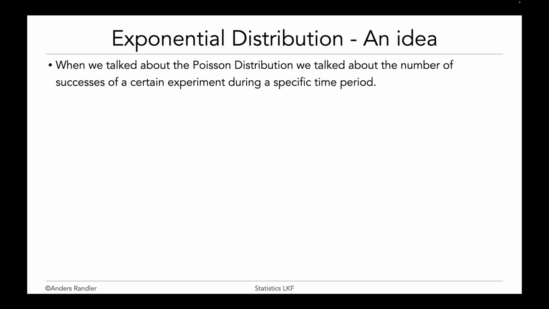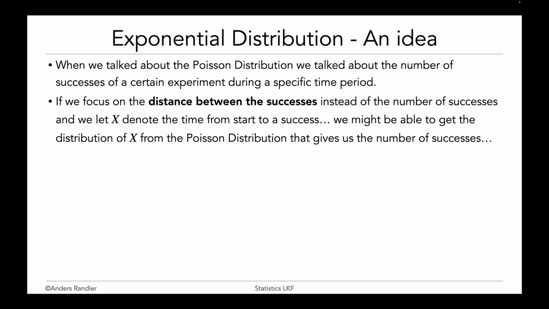When we talked about the Poisson distribution, we talked about a number of successes of a certain experiment during a specific time period. If we now instead focus on the distance between the successes, and we let x denote the time from when we start measuring until a success, we might be able to get a distribution of x using the Poisson distribution for this. That gives us the number of successes.